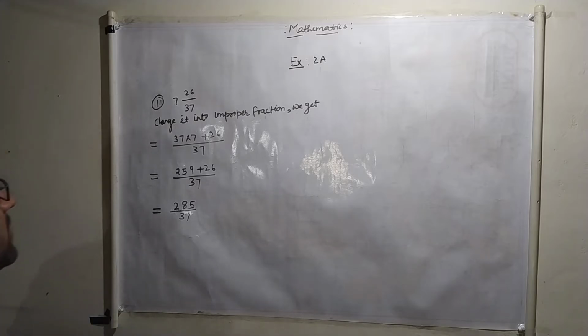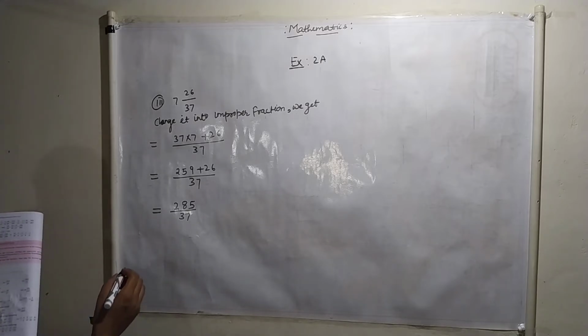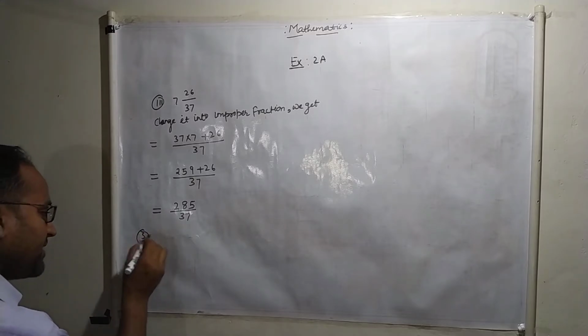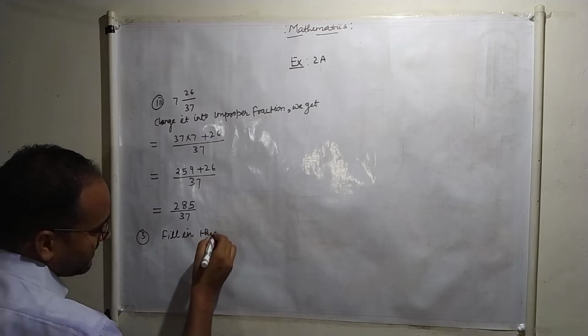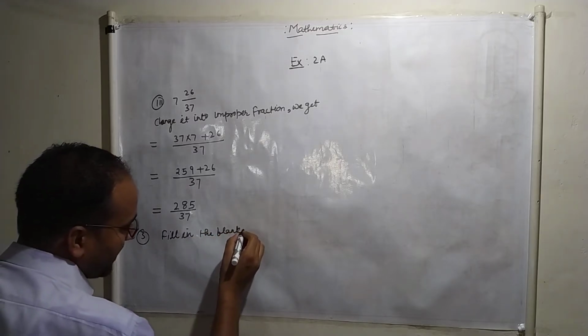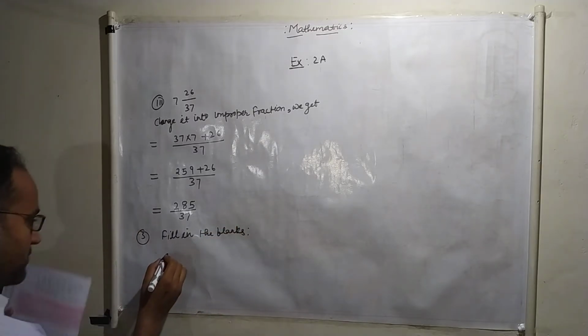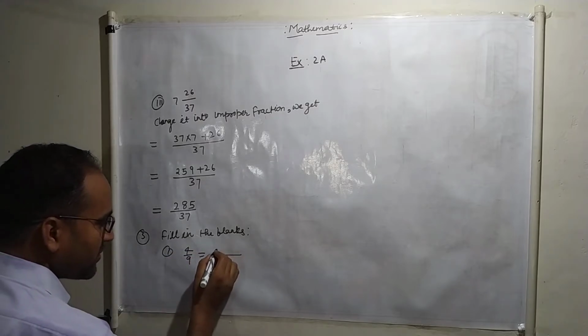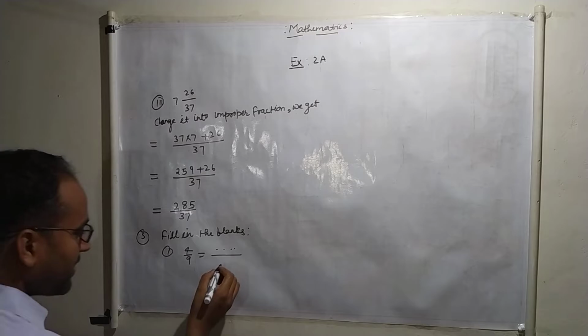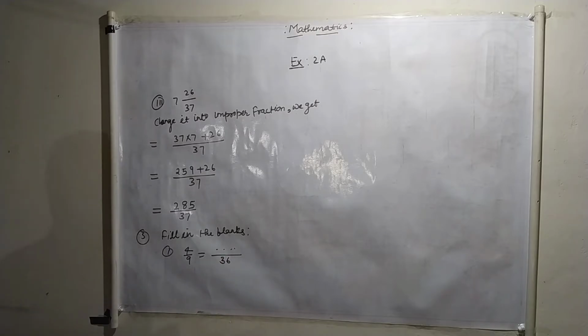Now question number 3rd, fill in the blanks. Very easy and interesting, this one. Fill in the blanks. In this one, first one is 4 upon 9. Interesting, students, this one. Here is a space. Numerator is not given there. 36. So there is an easy way, students.